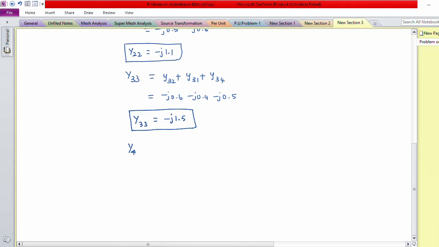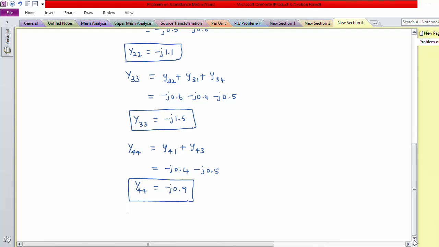Similarly, for y44, the lines connected at bus number 4 are 2 lines, y41 and y43. So y44 equal to small y41 plus small y43. The admittance value of line 4 to 1 is minus j 0.4. Similarly for line 4 to 3 is minus j 0.5. So y44 is equal to minus j 0.9. Now we have determined all the self admittance values.